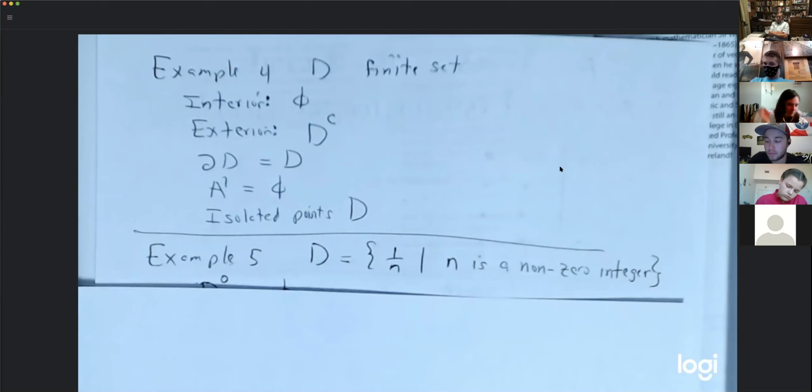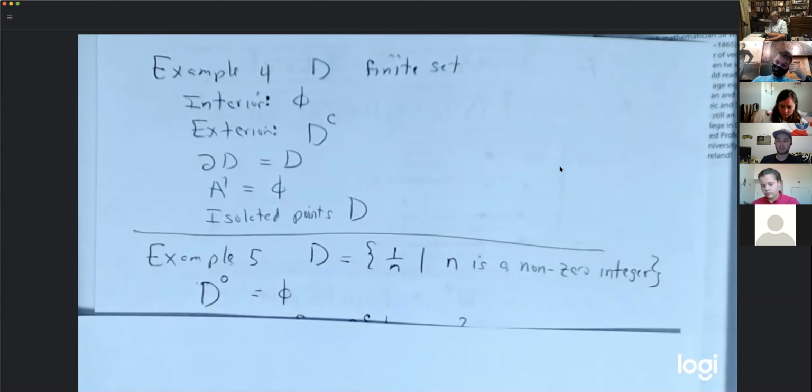Well, if you think about the numbers, they kind of bunch up. They kind of get close to 0. As n gets big, the numbers get close to 0. And we haven't defined close yet, but that's where neighborhoods come in. Anyway, what's an interior point of the set? And once again, this set does not have any interior points. There's no intervals of members of the set inside the set. So the interior is the empty set.